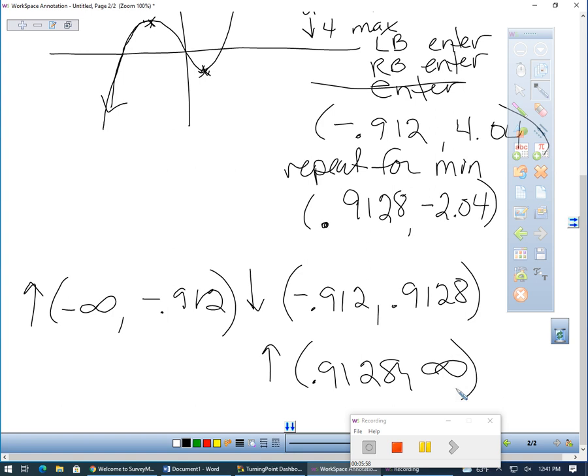So doing this is what you have to do for 29 through 33. It's not so bad. You look it up, you graph it, you get out the maxes and mins, and you move on. Okay?